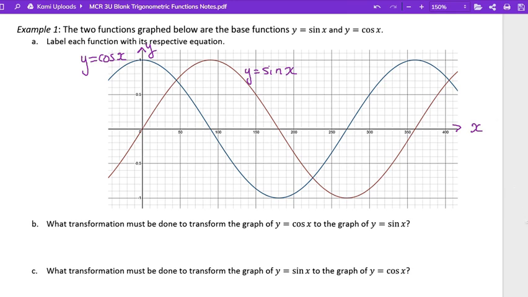All right, so we've talked about this yesterday, folks. What transformation must be done to transform the graph of cos x to the graph of sine x? So we're starting off with cos x, and we want to make it identical to sine x. I want you to try this out. You're literally going to shift it over left or right, and you're going to use the words phase shift. So try writing something. Don't worry if you get it wrong. There's a lot of space there.